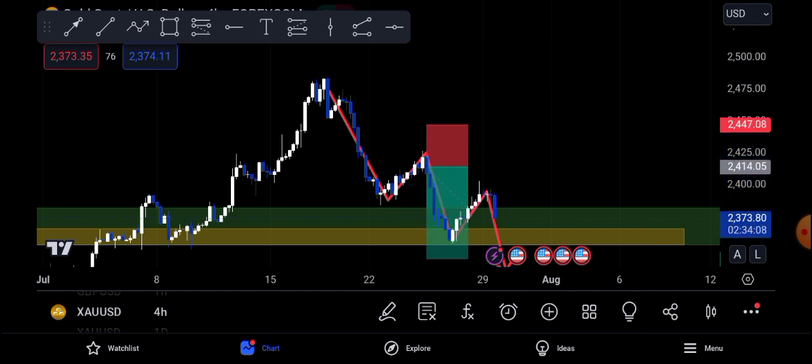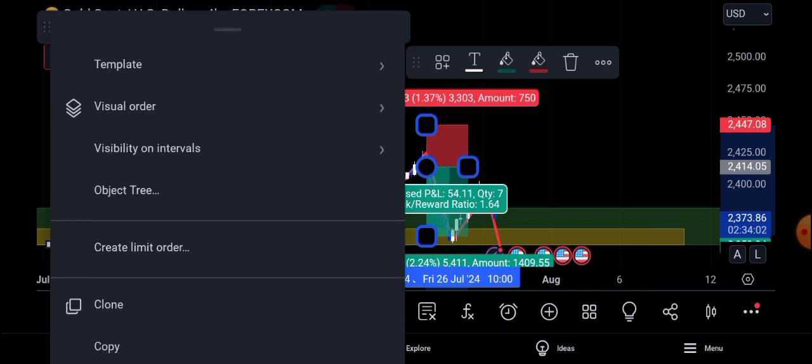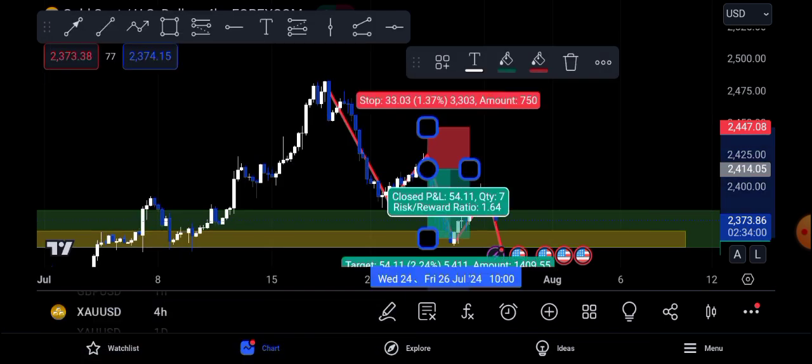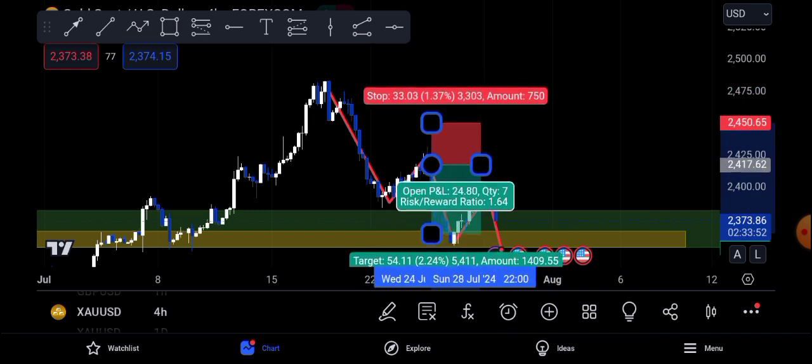Now this is a good trade. You can see it's giving us up to a 2 risk reward ratio, 2.18 or something like this. For scalpers, it's very good. Now this is your risk reward calculation. This is what is meant by risk reward. Then what is risk management? Now over to risk management.